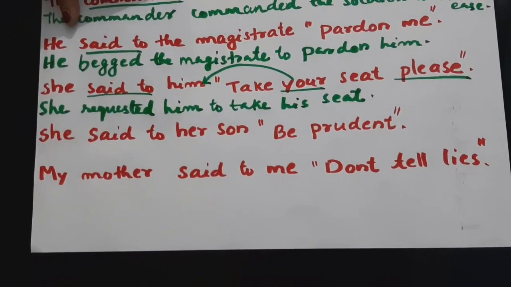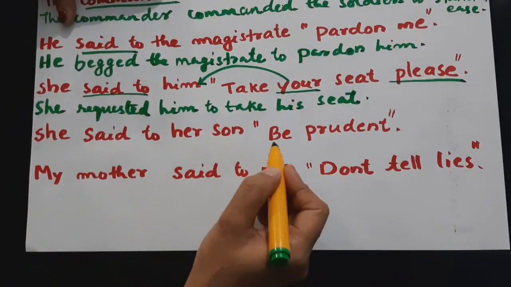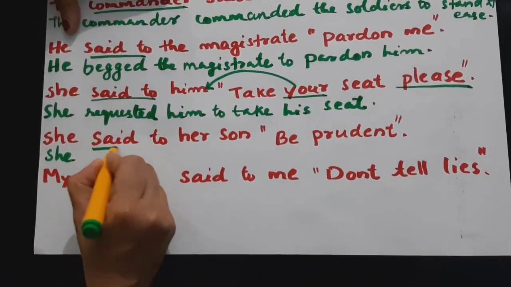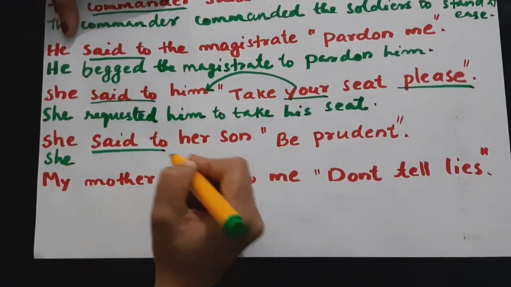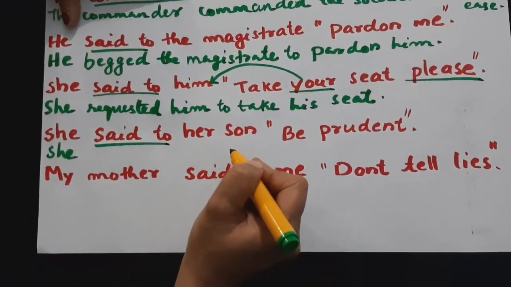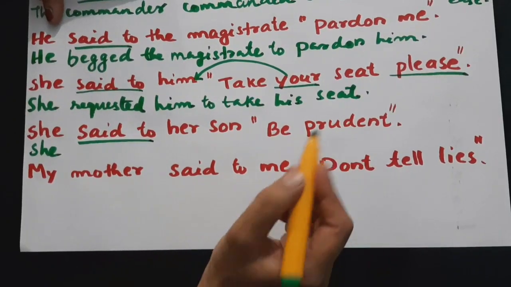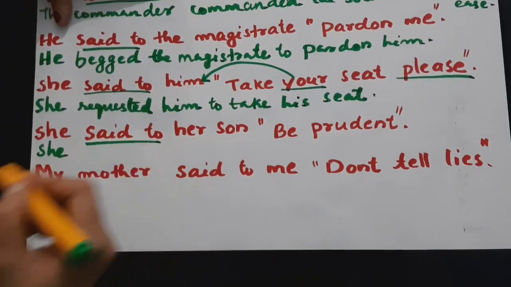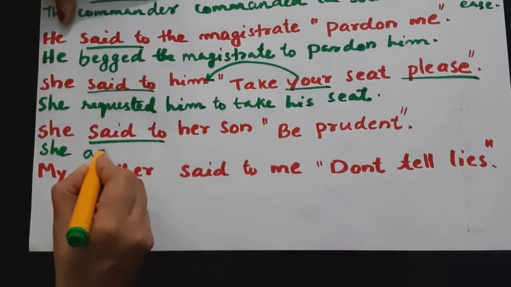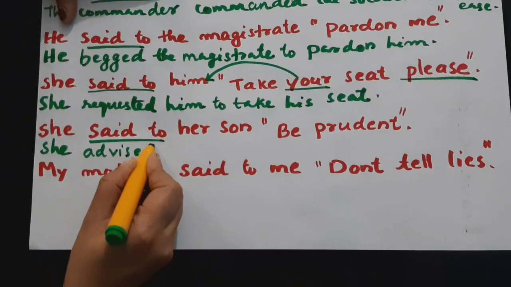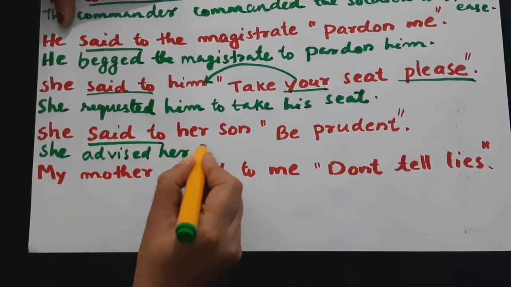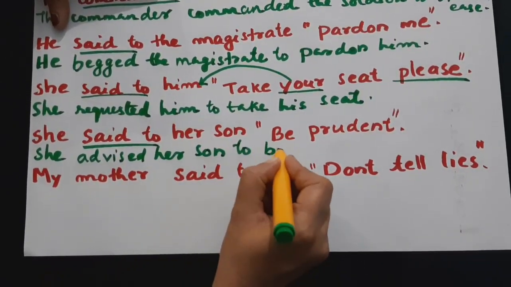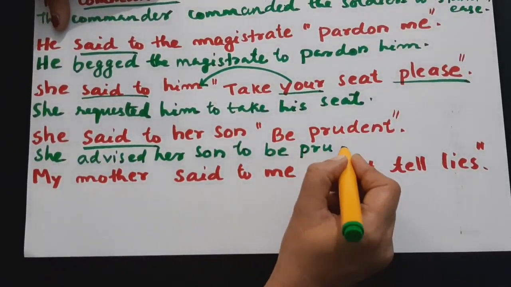Next one. She said to her son, be prudent. Okay, she said to. See, she is giving what actually? Be prudent means it is an advice that she is giving to her son. So that what it is, instead of said, you can use advised. She advised her son to, before the verb, to be prudent. Okay, that's it.